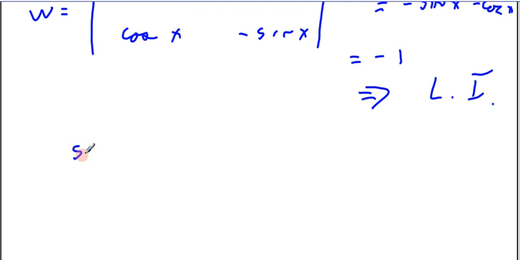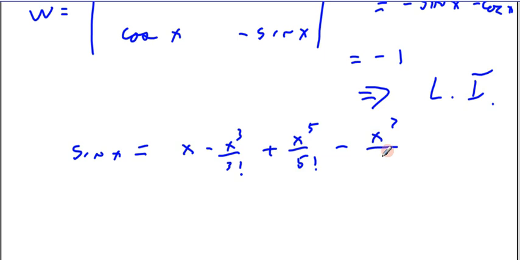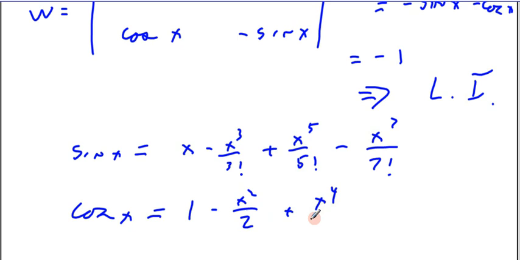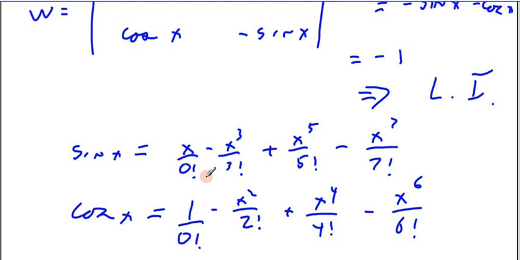Because if we look at sine x, we remember that if we do a Taylor expansion around 0, we get x minus x cubed over 3 factorial plus x to the 5th over 5 factorial minus x to the 7th over 7 factorial. If you look at cosine x in a Taylor expansion, we get 1 minus x squared over 2 plus x to the 4th over 4 factorial minus x to the 6th over 6 factorial. And we could say that that's 2 factorial if we wanted to. We could say that this was 0 factorial if we wanted to, but we really didn't want to do that, but we did it anyway. But obviously, we knew they're linearly independent to begin with, and they are.